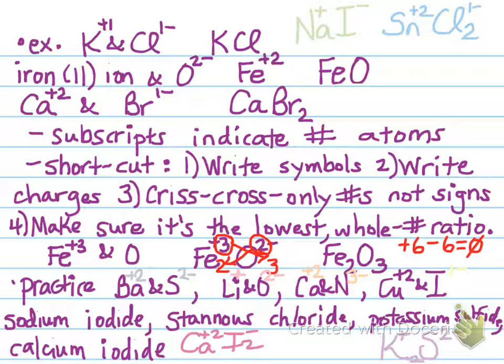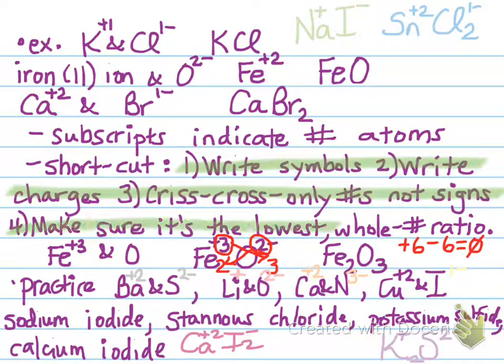So this is how we, given the name, write the formula for ionic compounds. Again, we're going to write our symbols, write our charges, crisscross, make sure it's the lowest whole number ratio. Symbols, charges, crisscross, lowest whole number ratio.